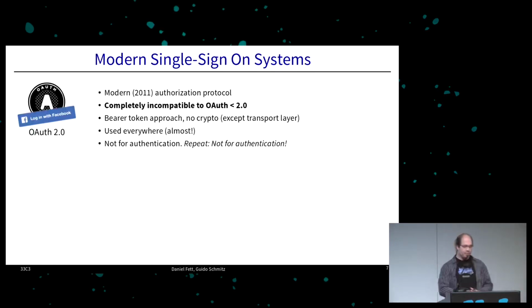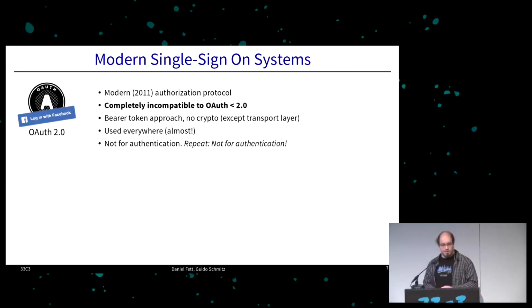And there are now modern single sign-on systems, for example, OAuth 2, which is also used in login with Facebook. This is completely incompatible to OAuth 1. And OAuth 2 uses the so-called bearer token approach. That is, the whole protocol is based on some random values that are passed around, but there's no crypto involved, except for the transport layer, for example HTTPS. And OAuth 2 is used almost everywhere.